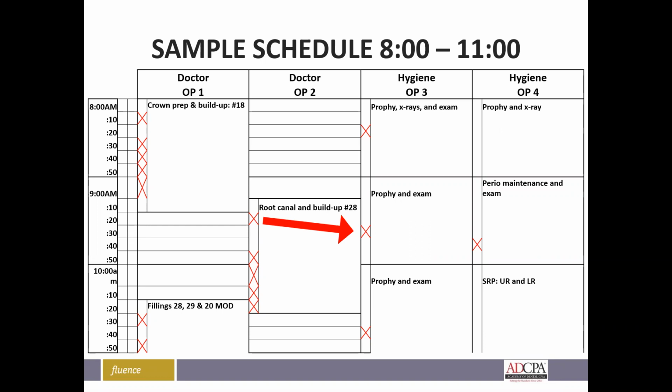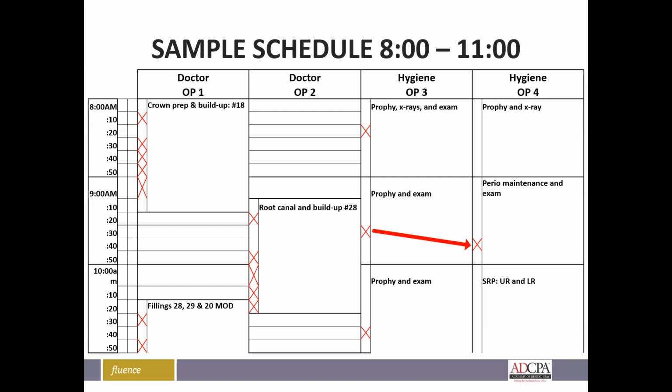Then the doctor moves over to operatory 3. There's an overlap there for the root canal. Anesthetic is delivered, and the doctor then has time to get over and complete the exam in operatory 3, as well as an exam in operatory 4. Then the doctor gets back in operatory 2 and completes the root canal. Everything is running on time.